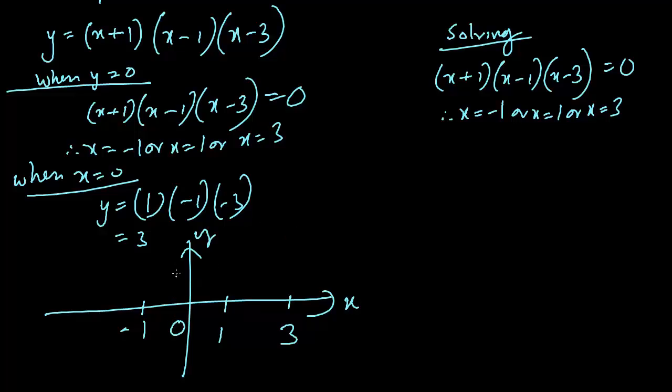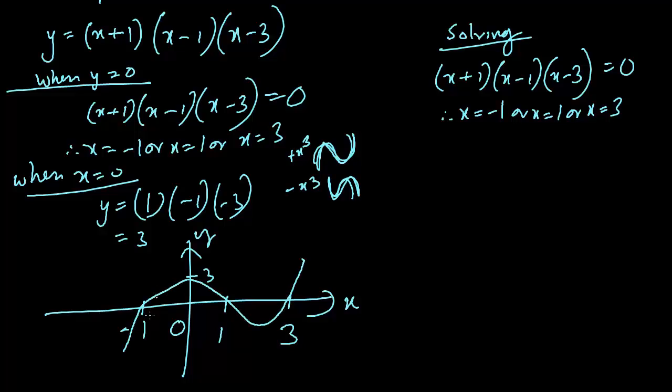We know it cuts the y-axis at 3. And we know the shape: if you multiply this out, x into x into x is x cubed. Plus x cubed looks like something like this. And minus x cubed looks like something like this. So you remember this shape. So the shape would be like this.